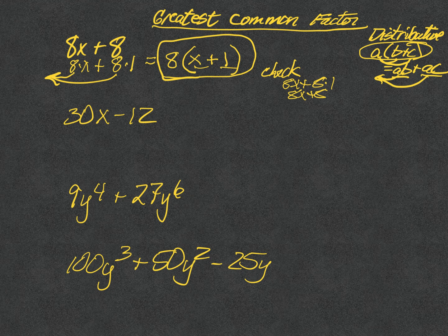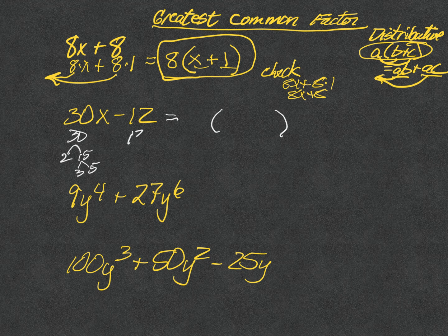Okay? So let's look at the next problem, the 30x minus 12. So there are no variables in common between each of these, okay? No variables in common, okay? But when we look at the numbers 30 and 12, what's in common between those two numbers? Well, what we could do is we could use prime factorization to help us.